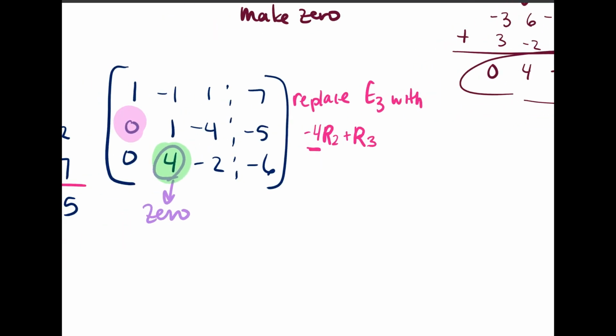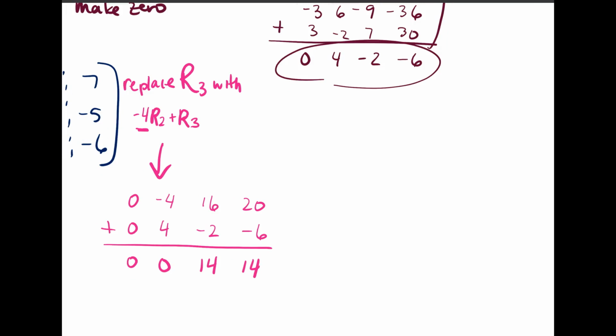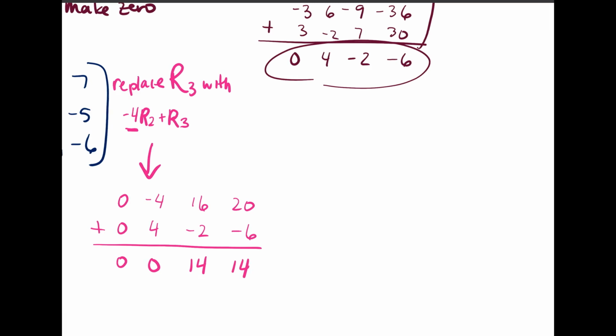So I'm going to show you what this means. Sorry, we were working with equations last time. Okay, so multiply the middle row by negative 4. So I have 0, negative 4, 16, 20, and 0, 4, negative 2, negative 6. And when I add them, I'm going to rewrite my matrix. Wouldn't it be 6? 16 plus negative 2 is 14.